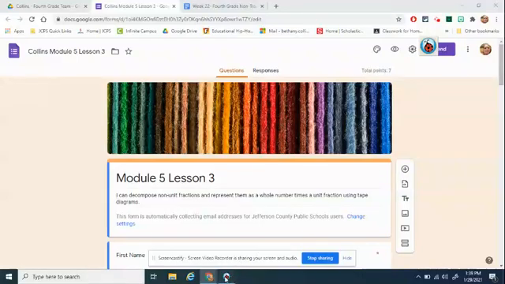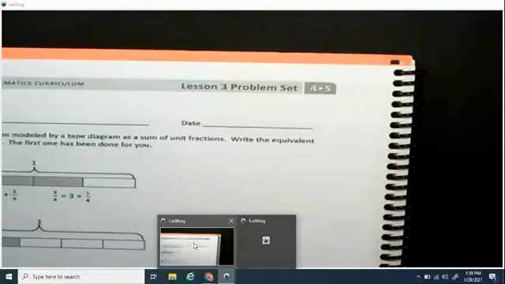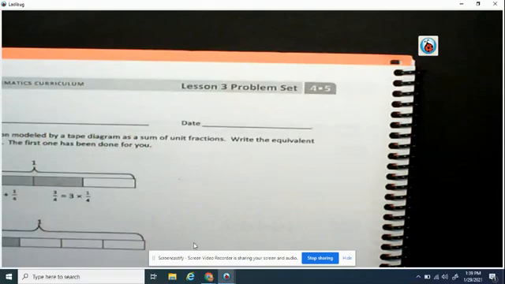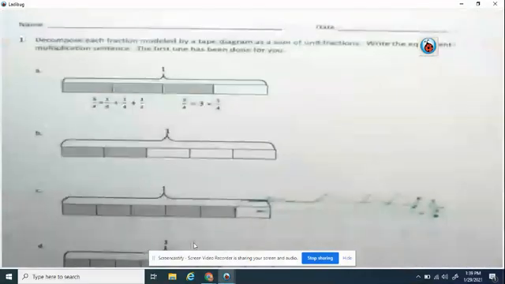We are on Module 5, Lesson 3, getting ready to do some more fractions. All right, so we're going to continue just like we did yesterday. We're writing unit fractions again today, but we're also adding in multiplying fractions, and really we're just doing repeated addition. So you'll see as we go, it's not complicated, but here we go.